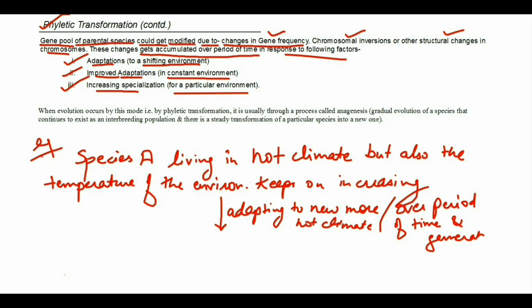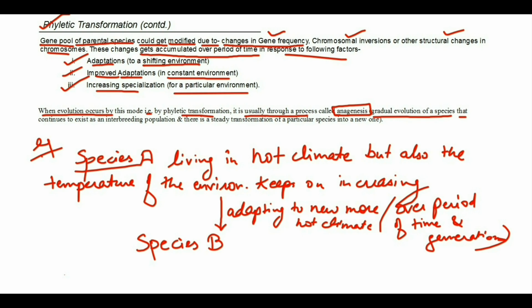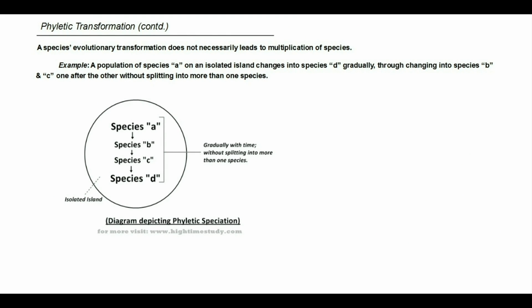And so then what will happen? Species A will get converted into species B. This is the point to be remembered. When evolution occurs by phyletic transformation, it usually occurs by a process called anagenesis. In this, the species continue to interbreed and there is steady transformation of the particular species. So here we have the detailed example of phyletic transformation.